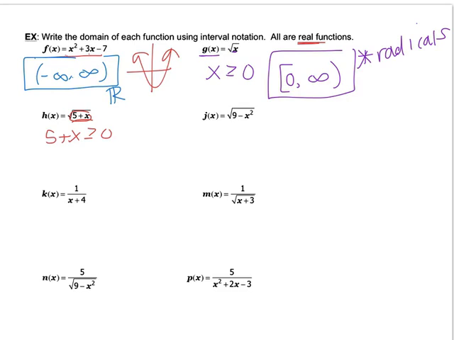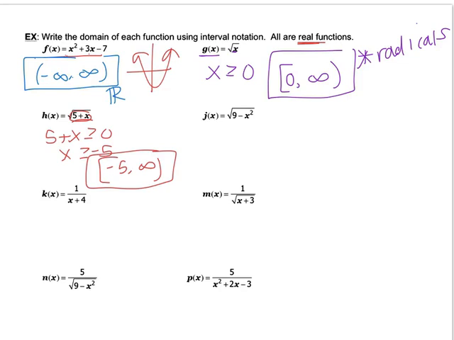And then we're just solving for x. So we'd subtract 5 from both sides, and we can conclude that x has to be greater than or equal to negative 5 in order to guarantee that we wouldn't take the square root of a negative number. So if x has to be greater than or equal to negative 5, that means my lower boundary is negative 5, and it can be anything greater than that. And I can include negative 5, so that would be the domain for that one.